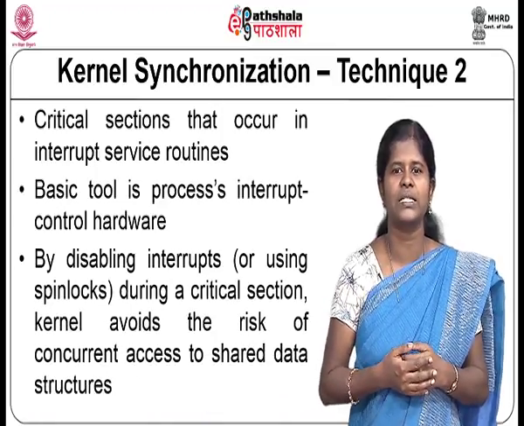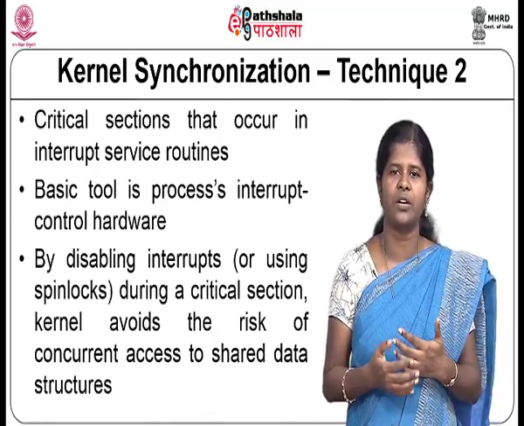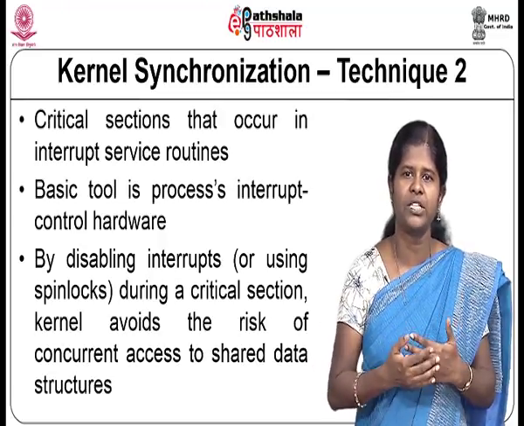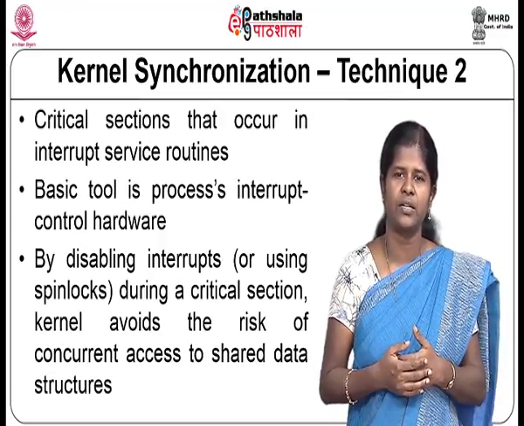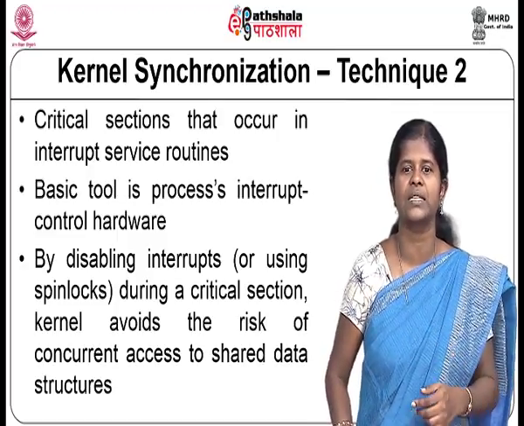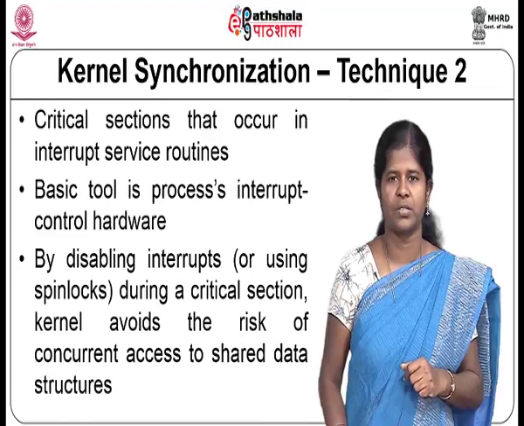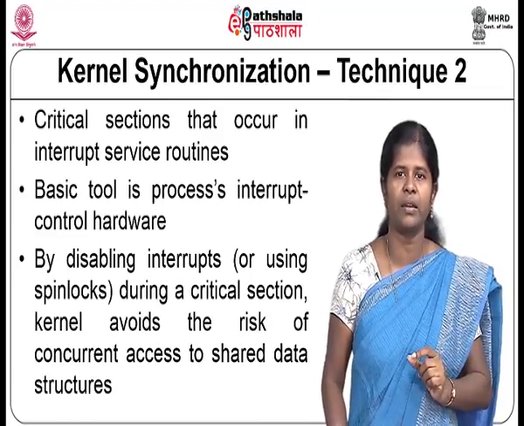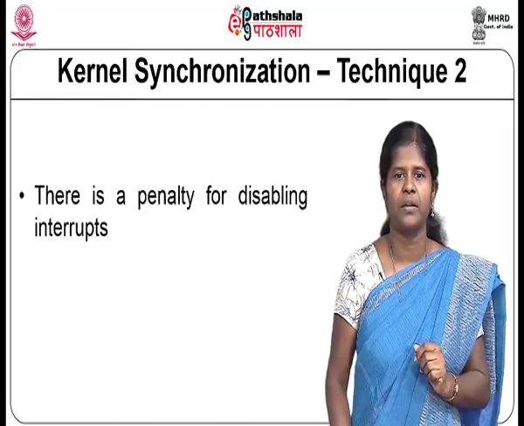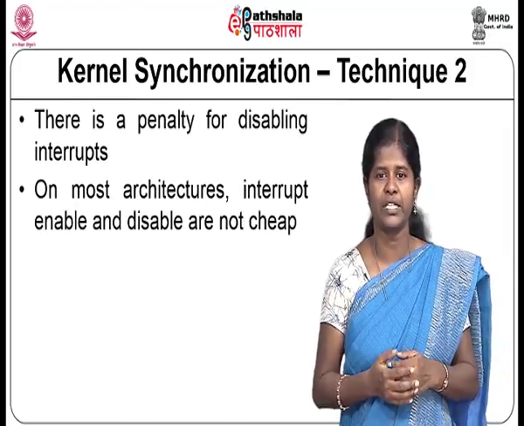So, for this, the processor's interrupt control hardware is made use of. By disabling interrupts during a critical section, the kernel can avoid the risk of concurrent access to shared data structures. So, when a critical section is being executed, interrupts have to be disabled. But what will happen if interrupts are disabled?